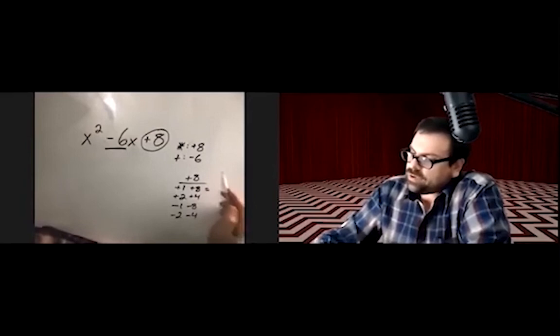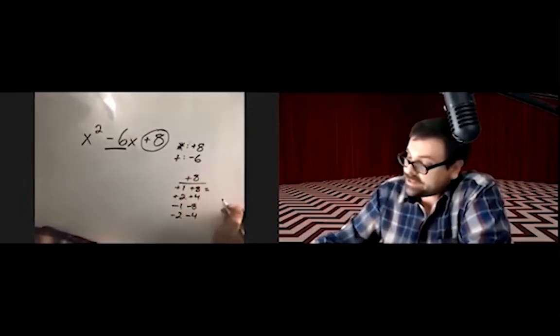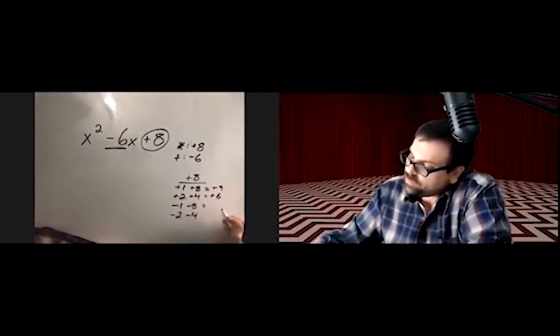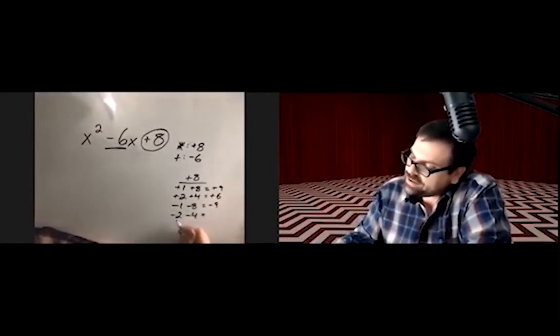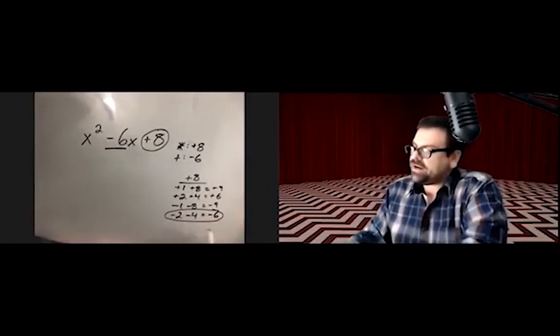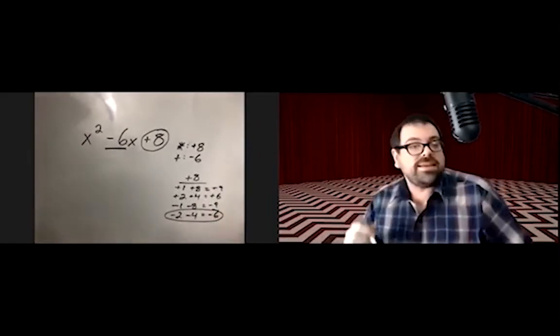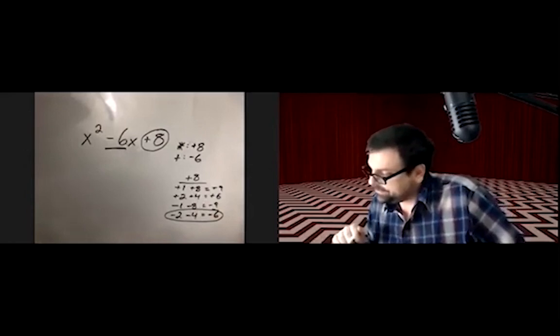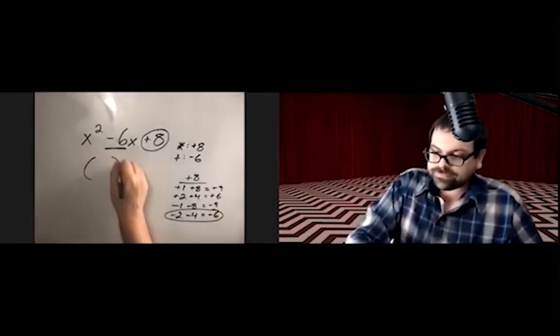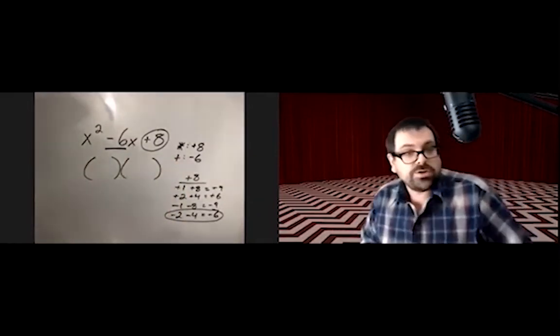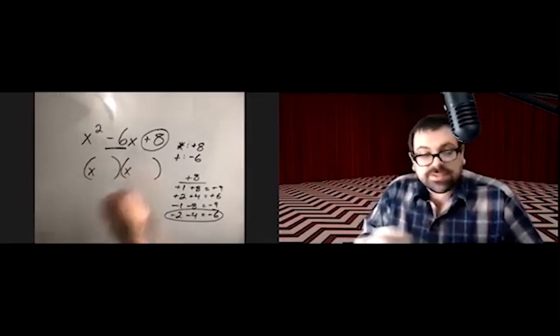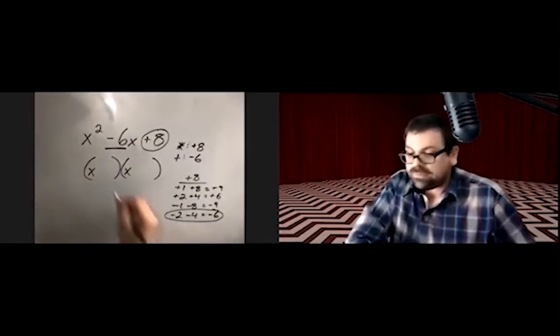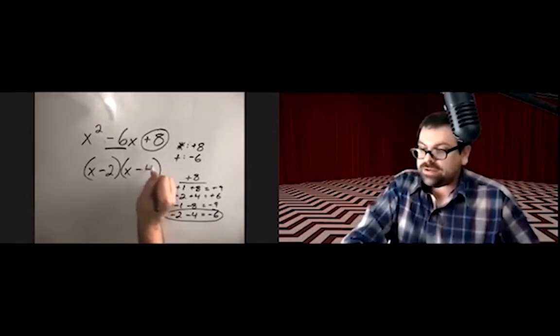If we add them, we're looking for the one that would add to be negative 6. 1 plus 8 would be positive 9. 2 plus 4 would be positive 6. Negative 1 minus 8 would be negative 9. Negative 2 minus 4, that one's negative 6. This is the pair that multiplies to positive 8, adds to negative 6. So our numbers that we're going to use in our two binomials that have x and x are going to be negative 2 and negative 4.